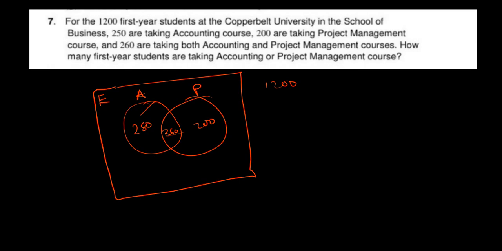Now the question is, how many first year students are taking accounts or project management? So you say the number of A union P. You add all of them here. Once you add these, they will give you 720. So taking accounts or project management course only.